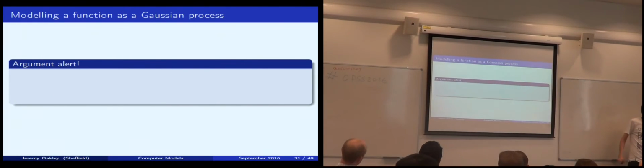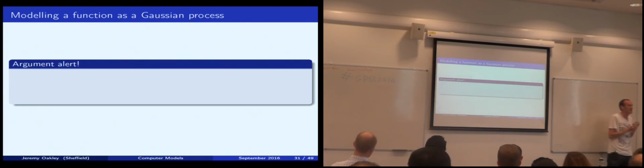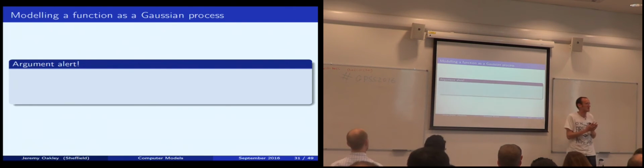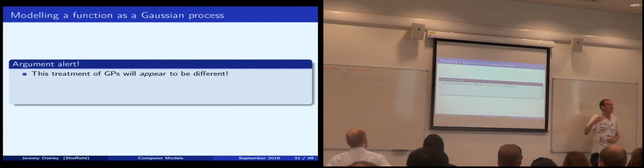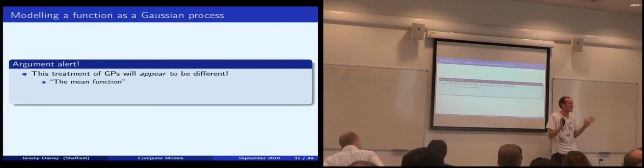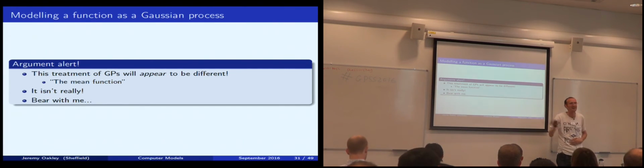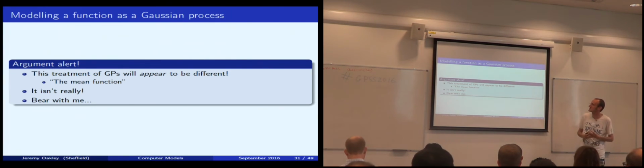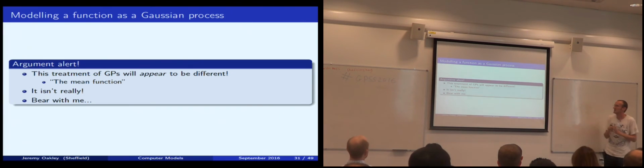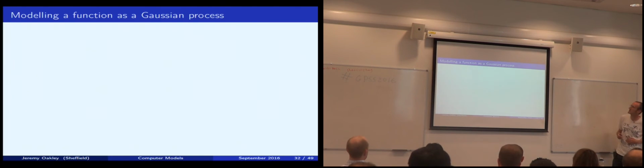Now this is where I have to be a little bit careful. Neil hinted at this. There's a slightly different way of talking about Gaussian processes, and it can seem like we're doing things differently, but we're not really. The way I'm going to present a GP looks a little different to what Neil did, and this is through something called the mean function. It's only superficial. It looks different, but we're not actually doing anything different. So bear with me a little bit, and I'll show you how they're equivalent and why some of us like to think in terms of mean functions anyway. If this looks different to what Neil's talking about, it isn't really. It's just presented in a slightly different way.